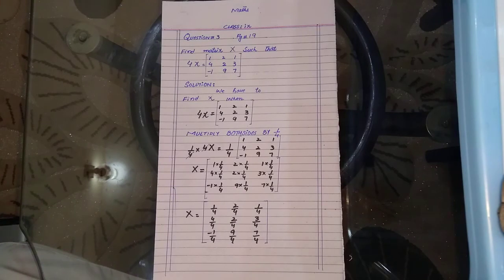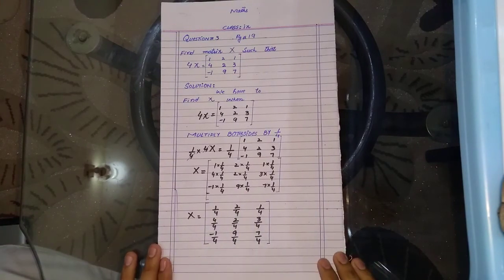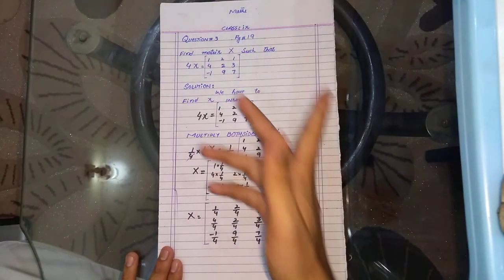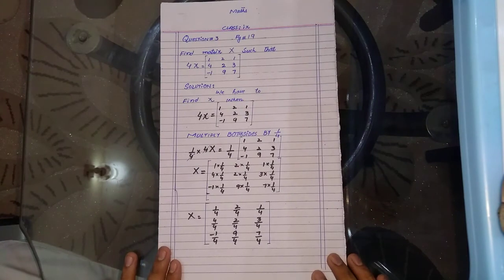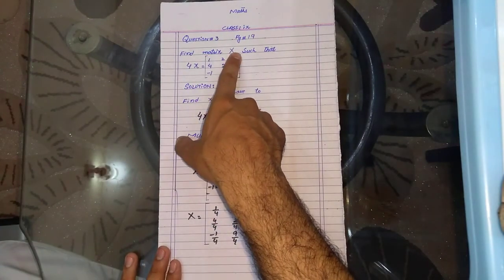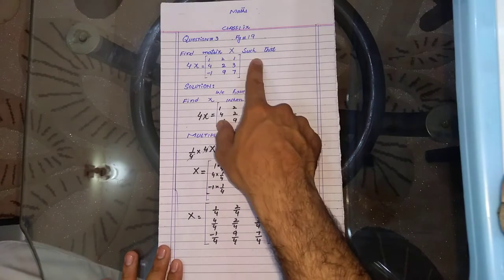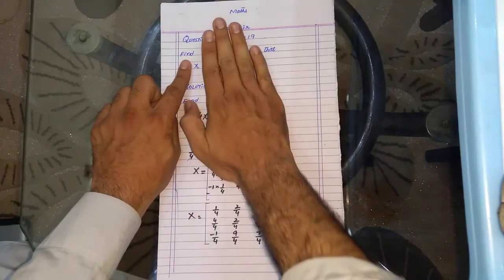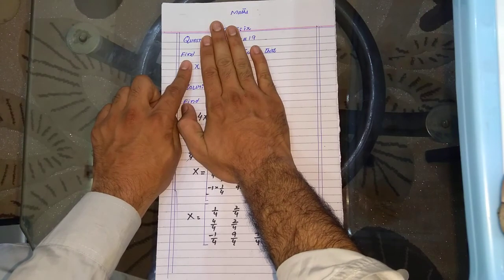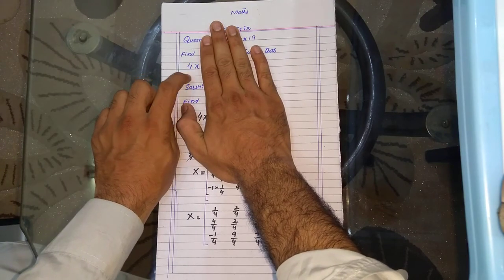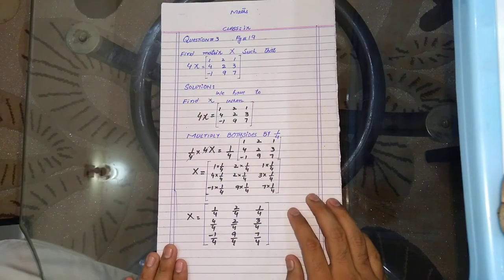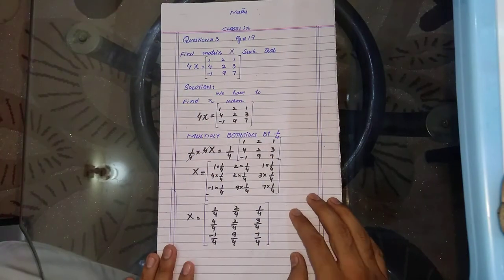Student, over to question number 3. Now this is a slightly changed question. He's asking us in question number 3, page 19, exercise is the same, that is 1.3, to find a matrix X such that 4X is given to you. He wants us to find this X, but with the X we have a 4 which is multiplying here.